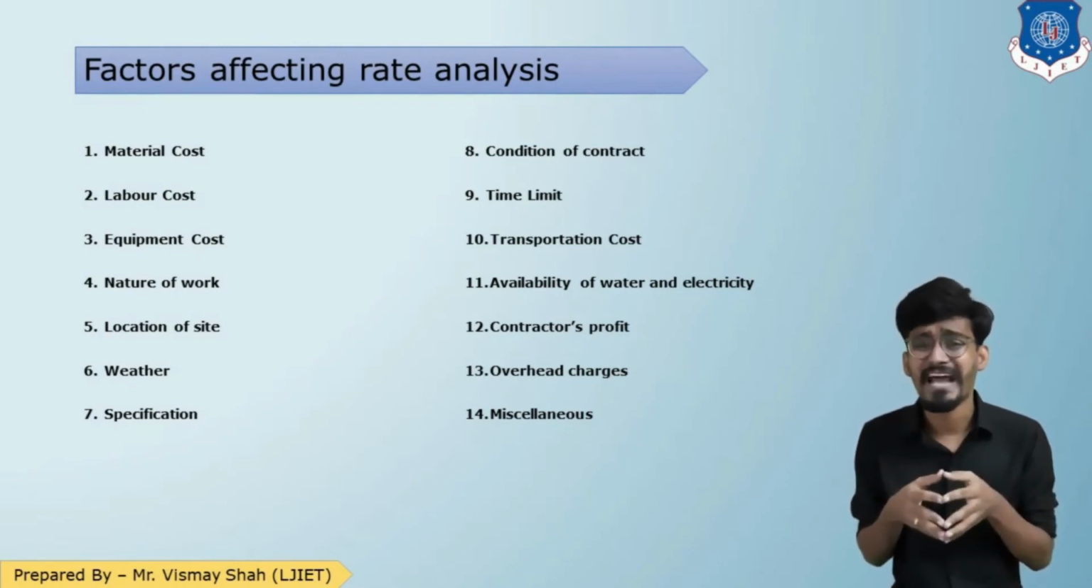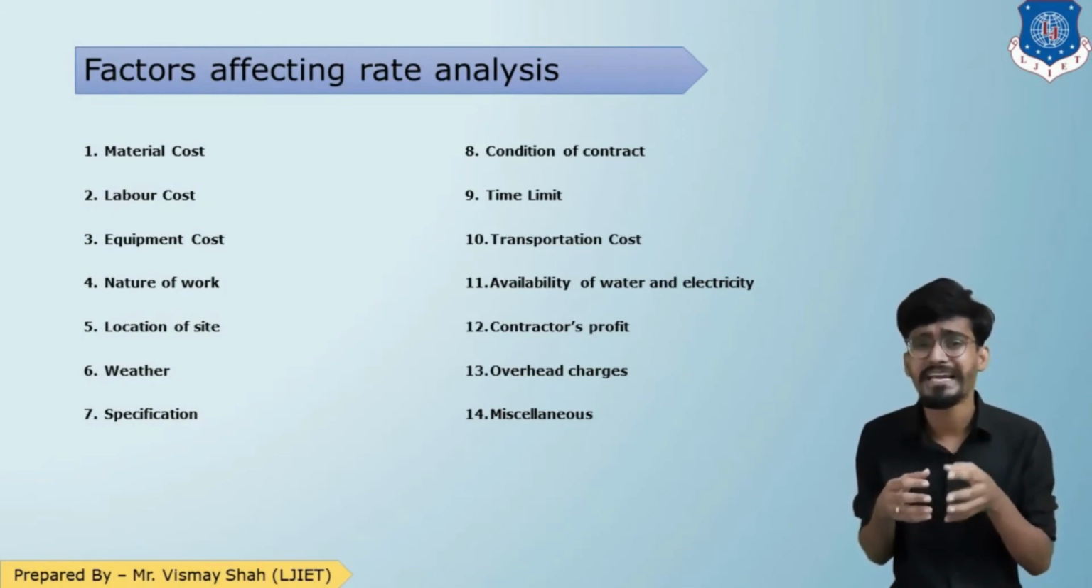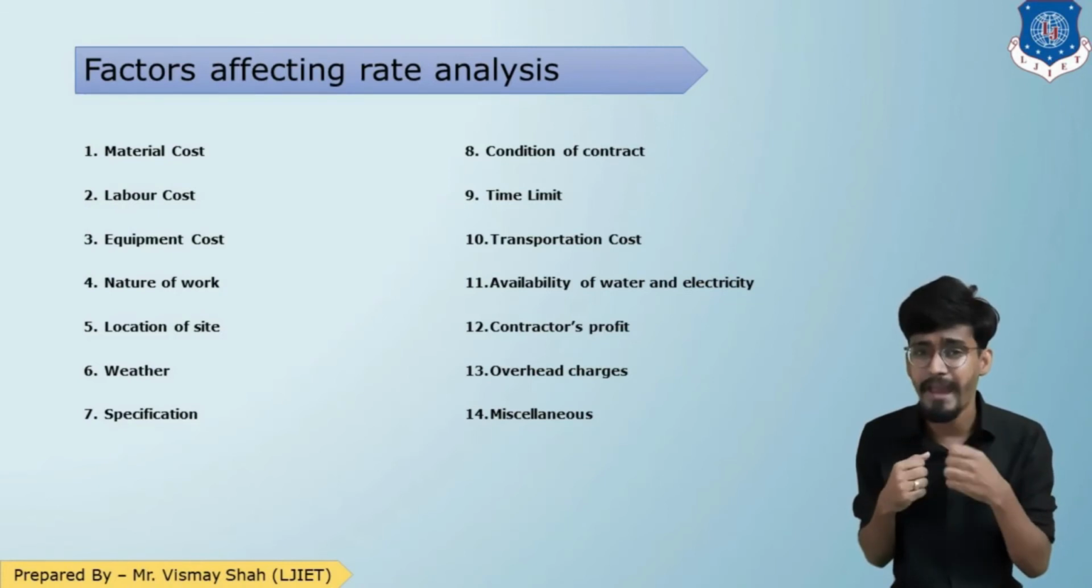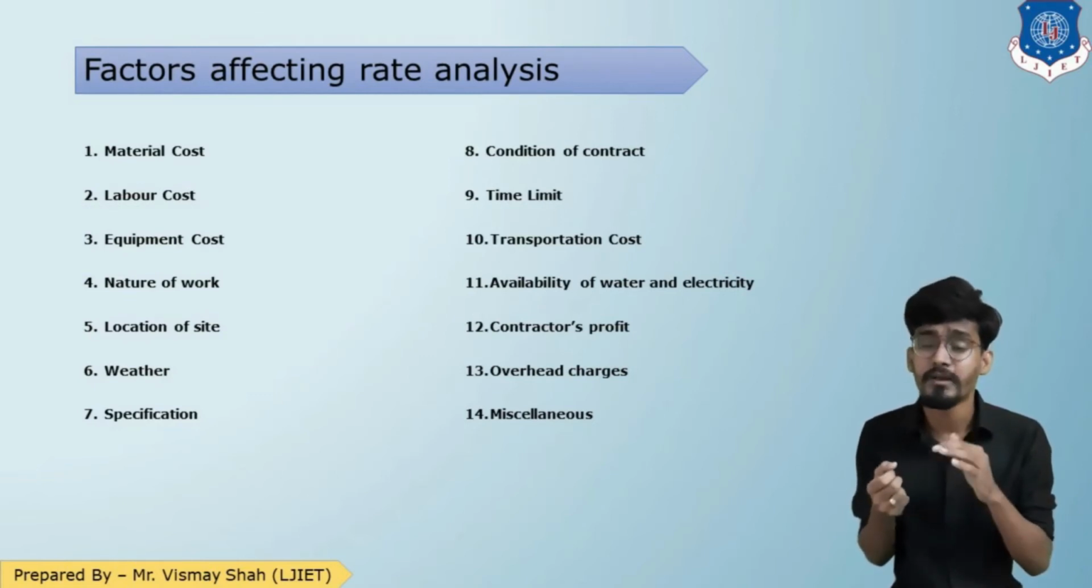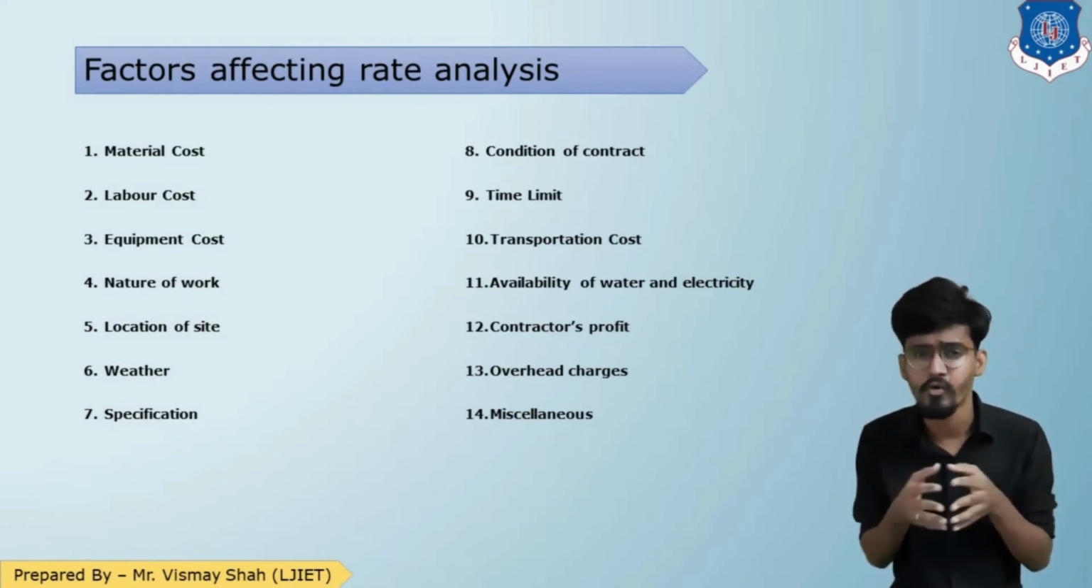The next is time limit. If I want to finish a work in 7 days versus finishing it in 2 days, the rate will be different, because to finish a work in 2 days, the contractor has to deploy more resources, more labor, more equipment, more material. So that will be higher. Otherwise, if the time limit is very long, the rate will be normal or low.